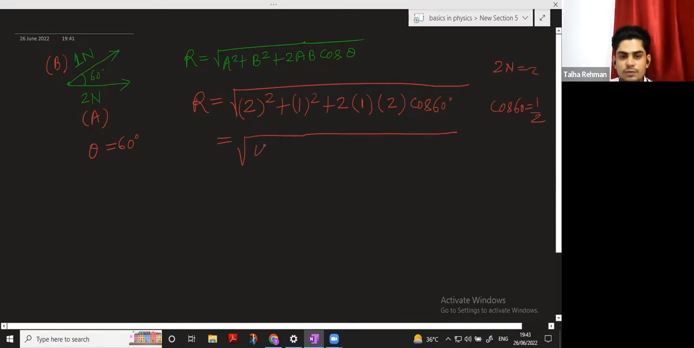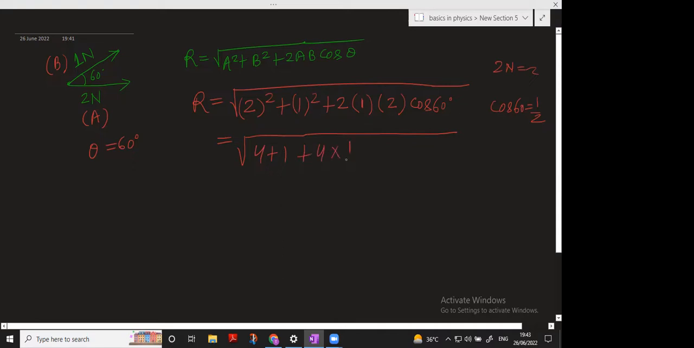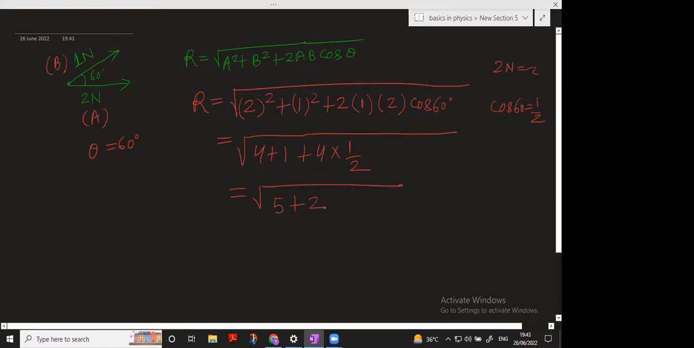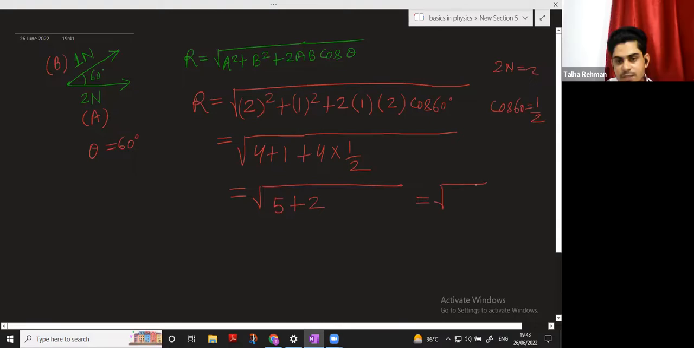2 to the 4, and this is 1. This is 2 to the 4 of cos 60. Cos 60 means 1 by 2. Very good. 4 plus 1 is 5, plus this will be 2, 6, 7. So what will be the answer? Root 7. Very good. Now you can calculate.